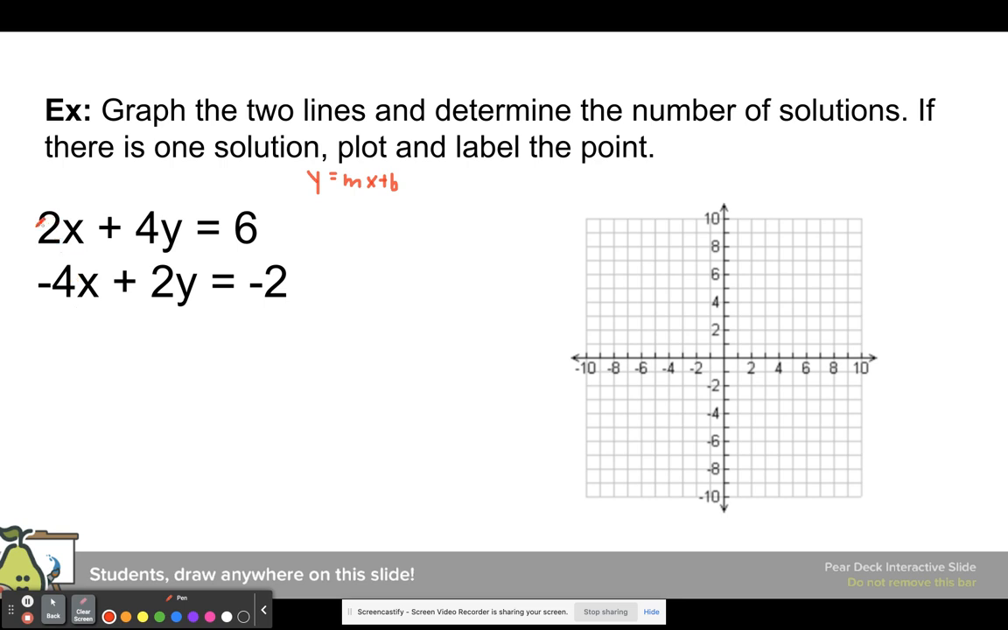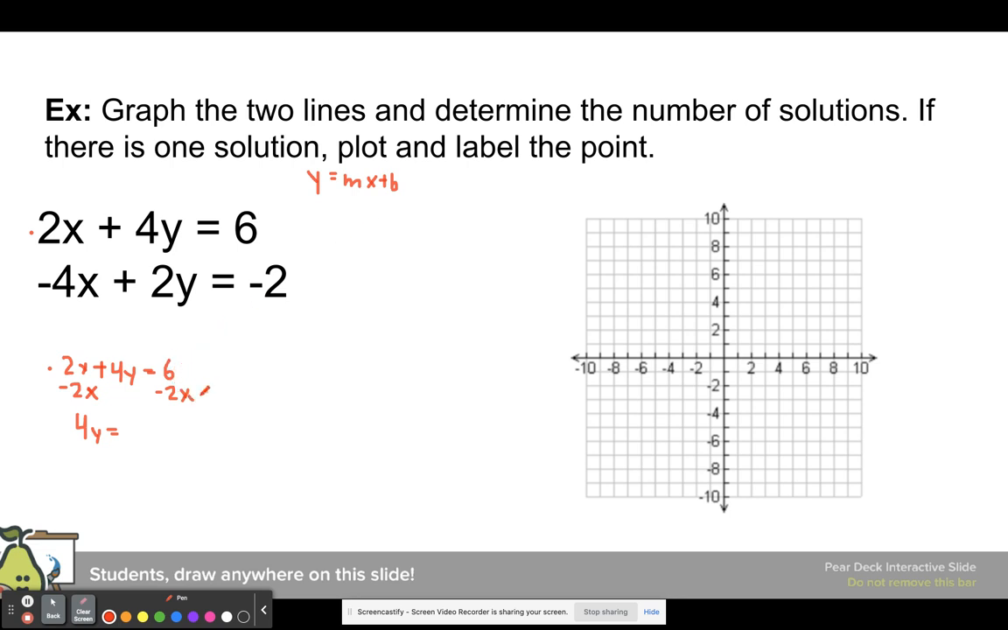Okay, so starting off with this first equation, I'll put it in red. I have 2x plus 4y is equal to 6. I'm going to first start off by subtracting 2x from both sides, because remember my goal is to get y by itself. The 2x is positive, so the opposite is negative. And that gives me 4y is equal to, and because I want to keep it in mx plus b format, I have this negative 2x and the 6.